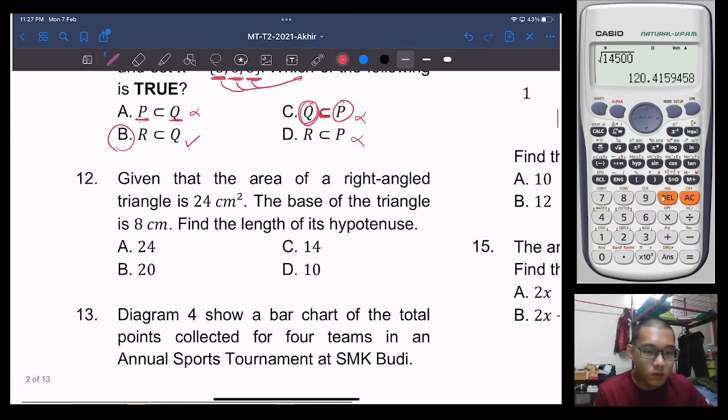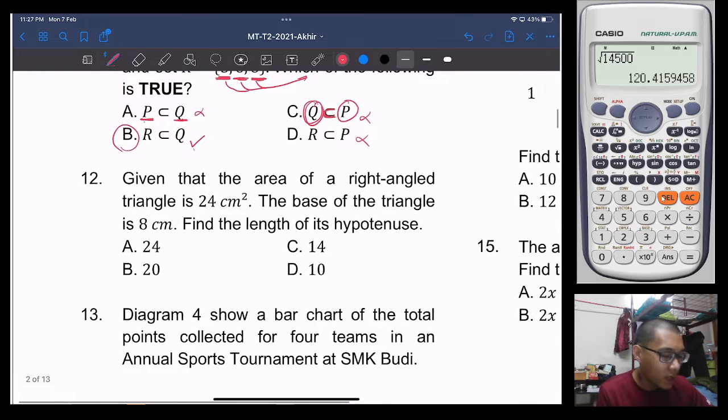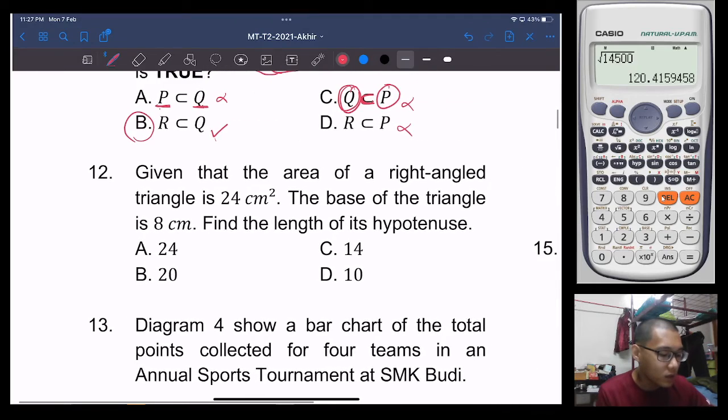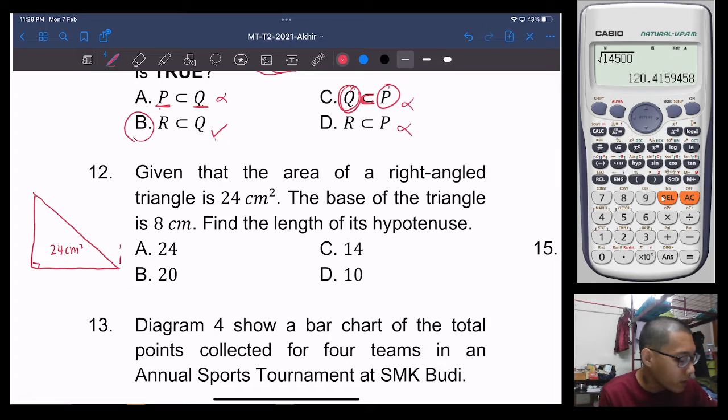Question 12. Given that the area of a right angle triangle is 24 cm square, the base of the triangle is 8 cm. Find the length of its hypotenuse. So much information, so let's digest first. We draw the right angle triangle with area 24 cm square. If we draw another congruent triangle, we also have 24 cm square, so in total we have 48 cm square.